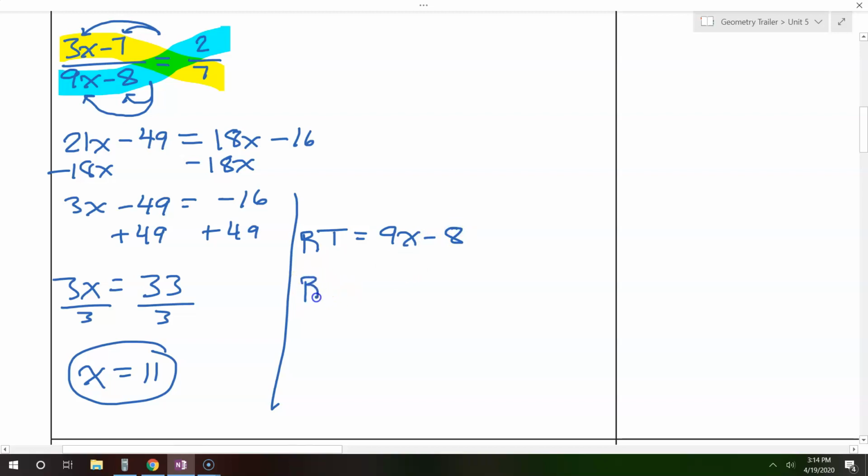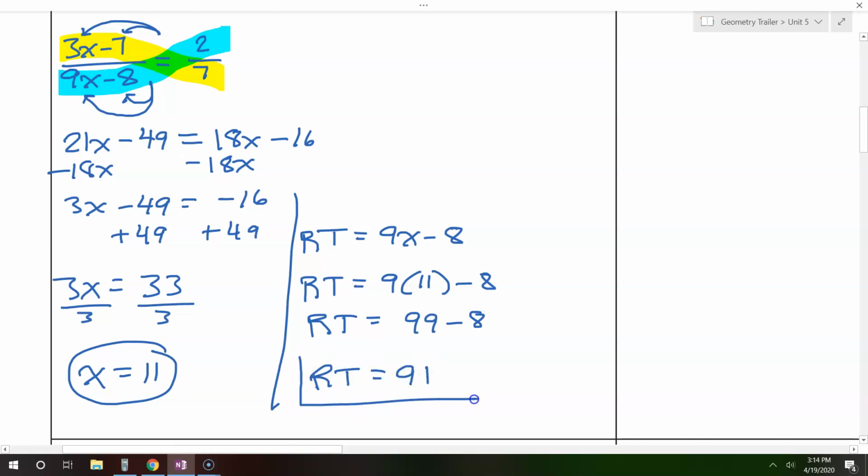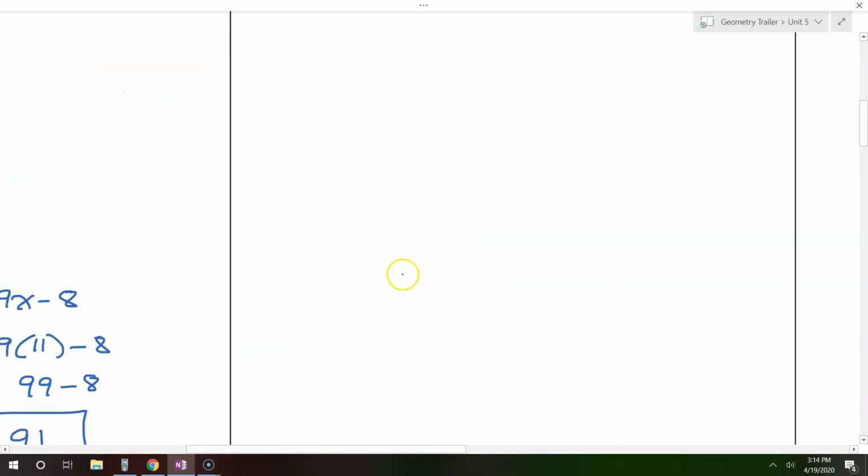That means that RT is going to be 9 times 11 minus 8. So that's 99 minus 8. So that's 91. And that is the final answer.